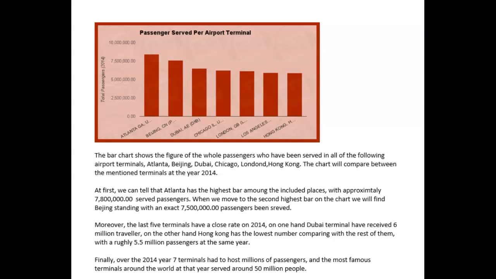The bar chart shows the figure of the whole passengers who have been served in all of the following airport terminals: Atlanta, Beijing, Dubai, Chicago, London, Hong Kong. The chart will compare between the mentioned terminals at the year 2014.